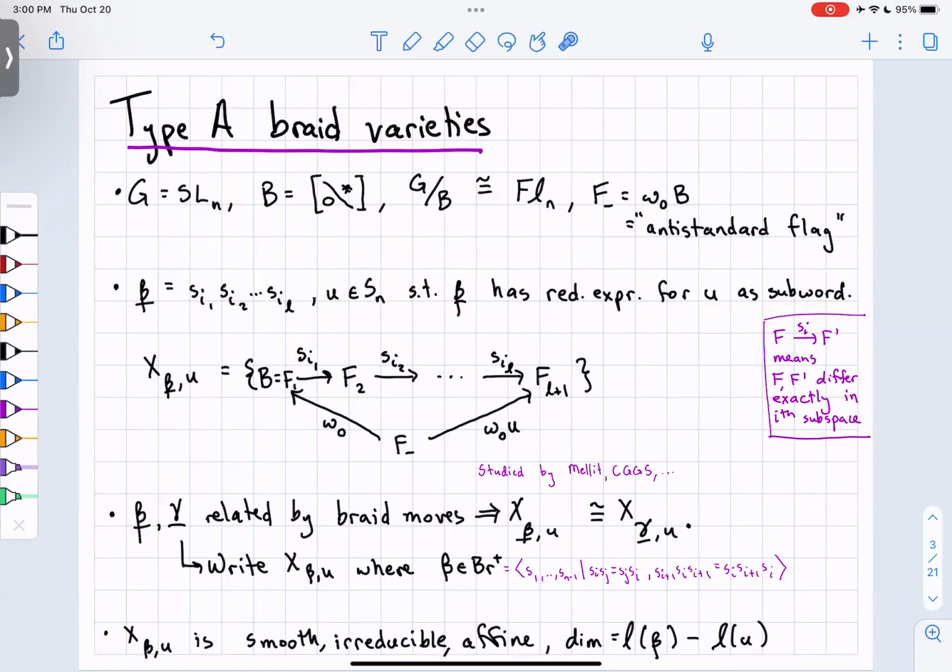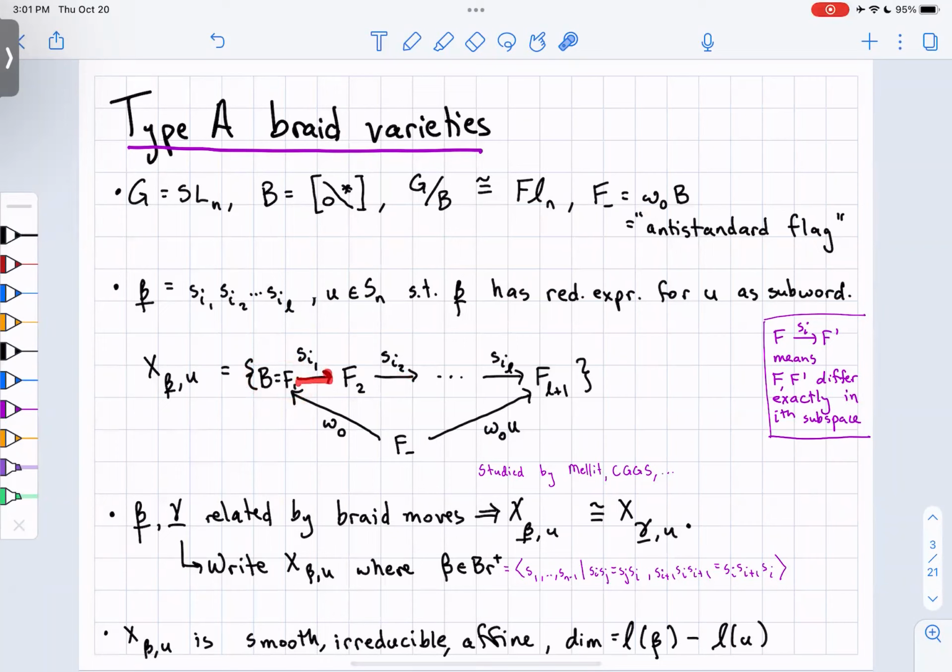Okay, so you give me these two pieces of data, β̲ and u, and I will produce for you a variety. So points in this variety are going to be walks in the flag variety. They're walks that start at the standard flag, so they start at B. And then the steps in my walk, the directions will just be dictated by my word β̲, right?